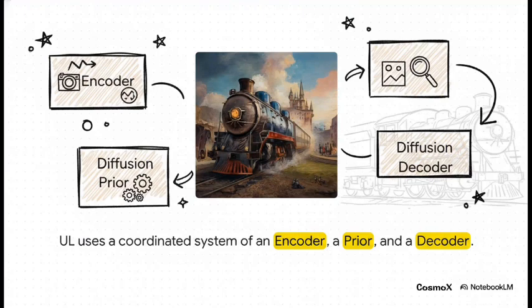Okay, so the system has 3 parts that work together, and they're all based on diffusion, which is that cool technique where an AI starts with noise and slowly refines it into an image. First, an encoder makes that latent sketch. Then, a diffusion prior cleans up that sketch, kind of making sure it's organized and makes sense. And finally, a diffusion decoder takes that polished sketch and turns it into the final image. The crucial part? They all learn together as one big, unified system.